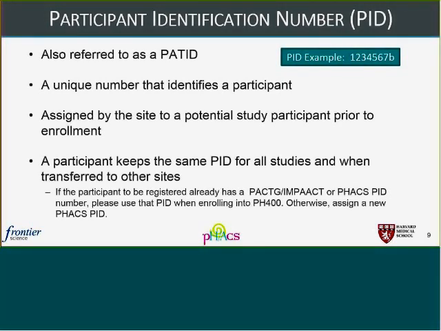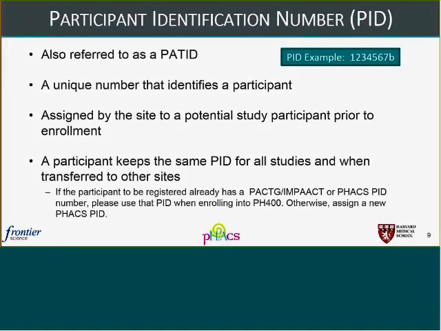First, when you're ready to enroll, you'll need to assign a PID to your participant, or a participant identification number. It's also referred to as a PAD ID. This is just a unique number that identifies your participant on the protocol. And they're assigned by the site to each of your potential study participants prior to enrolling, like I said. And what's important to note here is that a participant will keep the same PID for all studies and when they transfer to other sites.